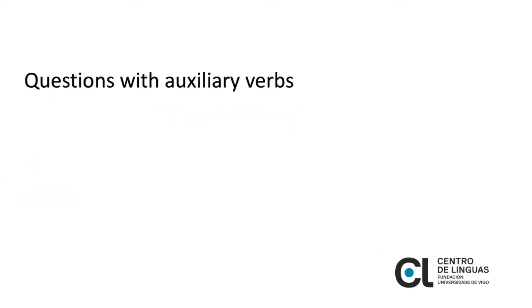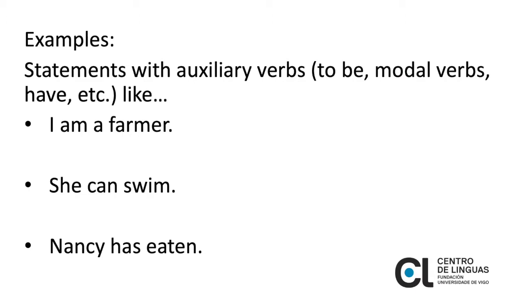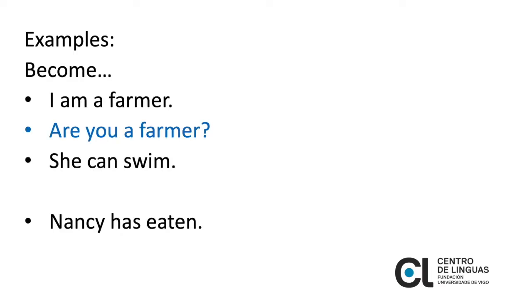Hi there. Now we're going to talk about question formation, and we're going to begin by looking at forming simple questions using auxiliary verbs. Okay, we have some examples here. An auxiliary verb can be verbs like to be, modal verbs, and compound verbs like the present tense with have. Here are some examples. I am a farmer, she can swim, and Nancy has eaten. Okay, let's turn those into questions.